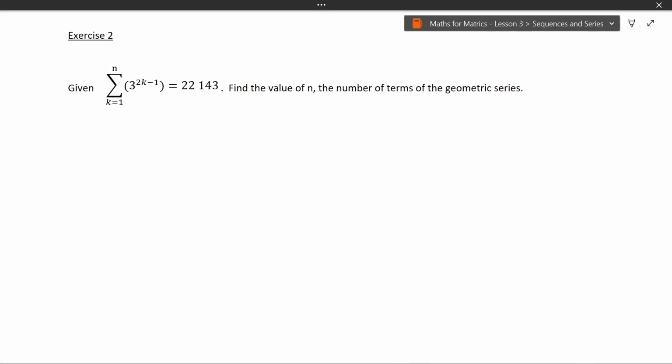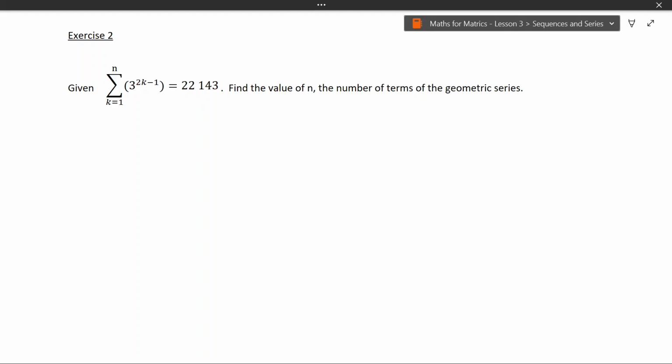Exercise number 2. Given the sum of 3 to the power of 2k minus 1, from k is equal to 1, to n, is equal to 22,143, find the value of n, the number of terms of the geometric series. Looking at this problem, we are given the value of the sum of all the terms, and it is 22,143. We need to determine the values of a, the first term of the series, and r, the common ratio, so that we can plug them into the geometric series formula.